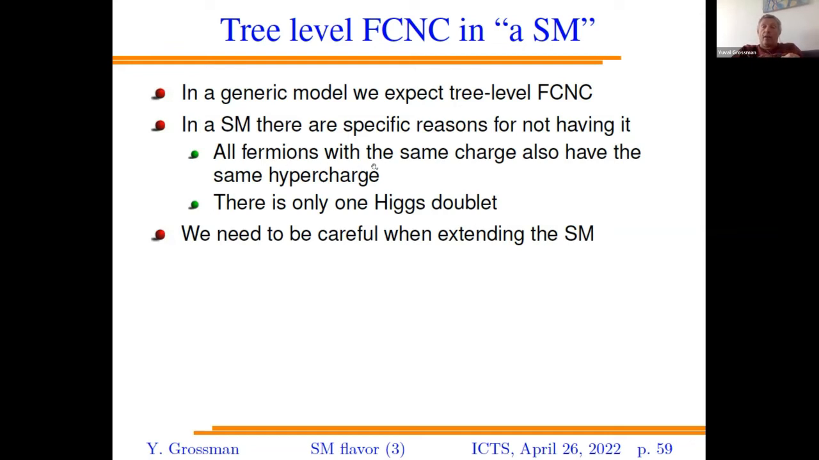First is that all fermions with the same electric charge also have the same hypercharge. Okay? And second, that there is only one Higgs doublet. These two ingredients in the standard model guarantee that there's no flavor change in neutral current. And therefore, we need to be very careful when we make extensions of the standard model, because these two properties, these two constructions, can very easily not be satisfied in a generic model.